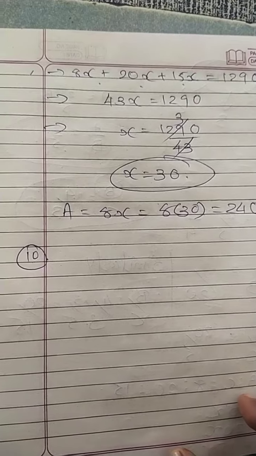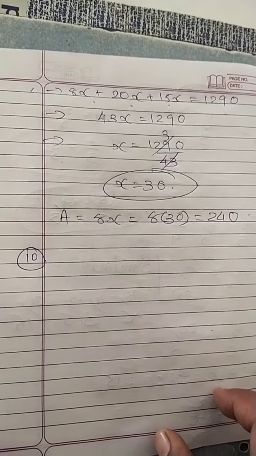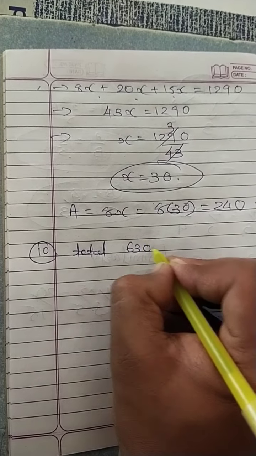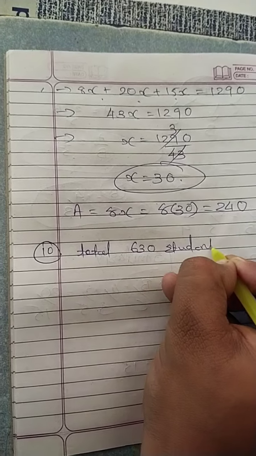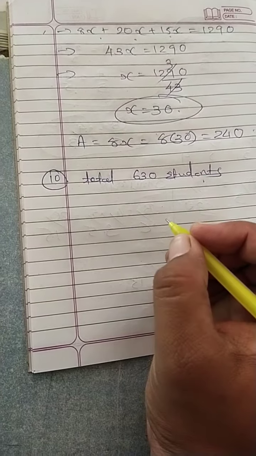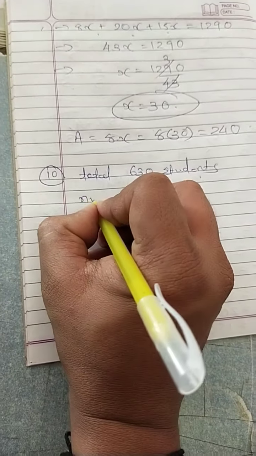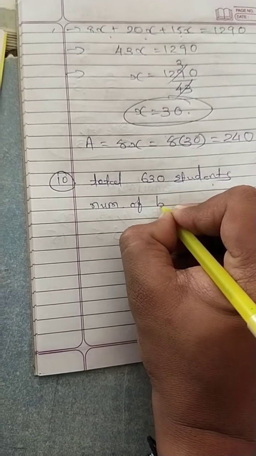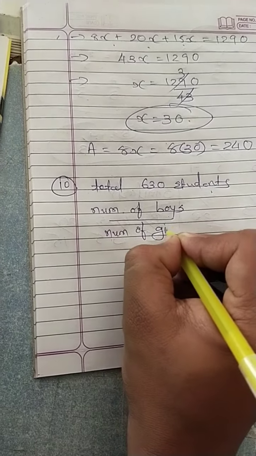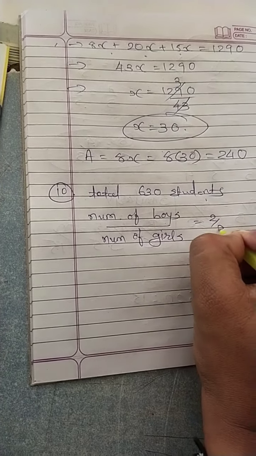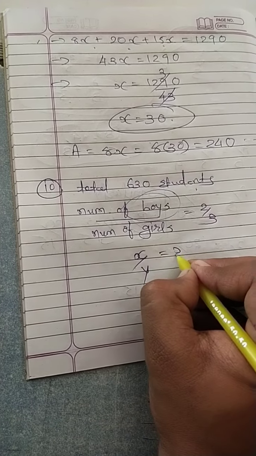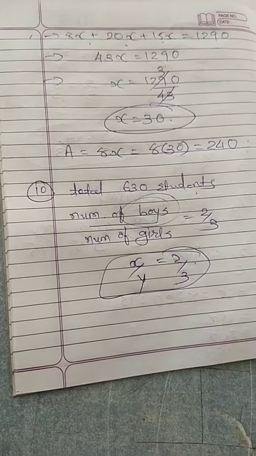Now we are seeing question number 10, in which it is given that a school has a total number of students 630. It is also given that the ratio of the number of boys to the number of girls is 2:3. Let us assume that the number of boys is equal to x and the number of girls is equal to y. Then I can write x upon y is equal to 2 upon 3.